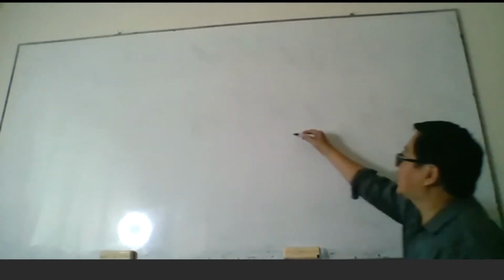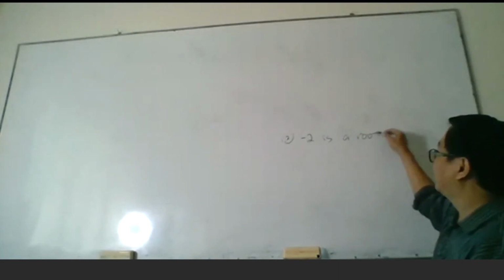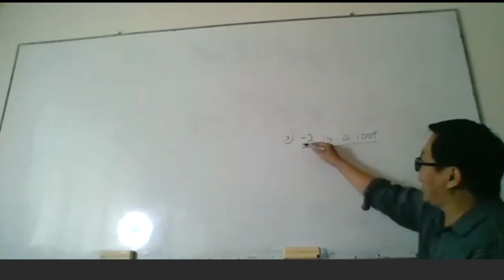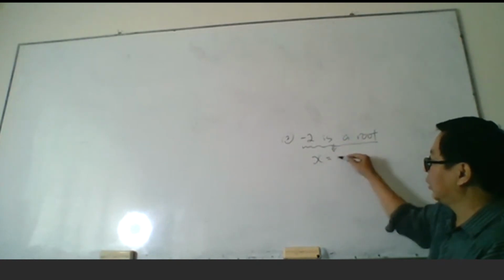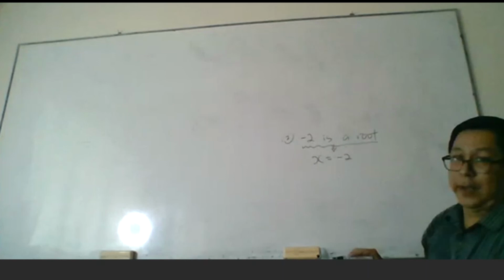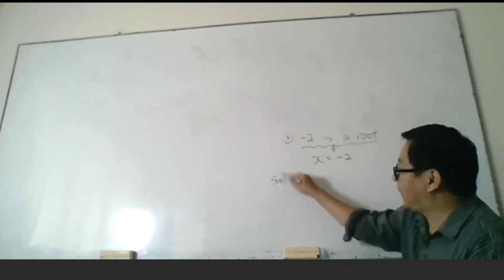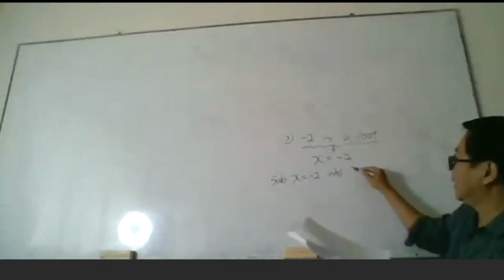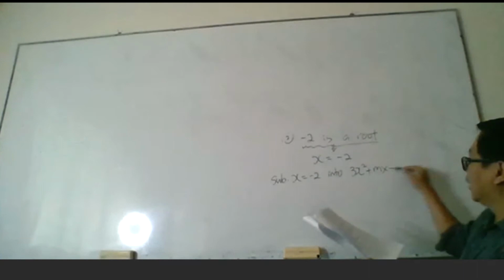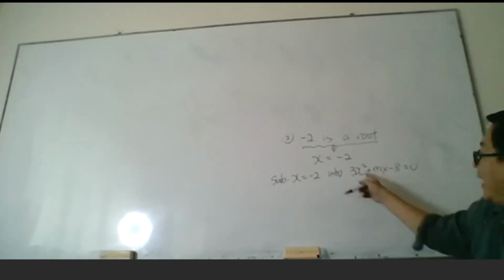Can you please look at your example 2? In these questions, you say that negative 2 is a root. Whenever the question says negative 2 is a root, it means that x must be equal to negative 2. What I need to do is substitute x equal to negative 2 into the quadratic equation, because my main objective is to find m.